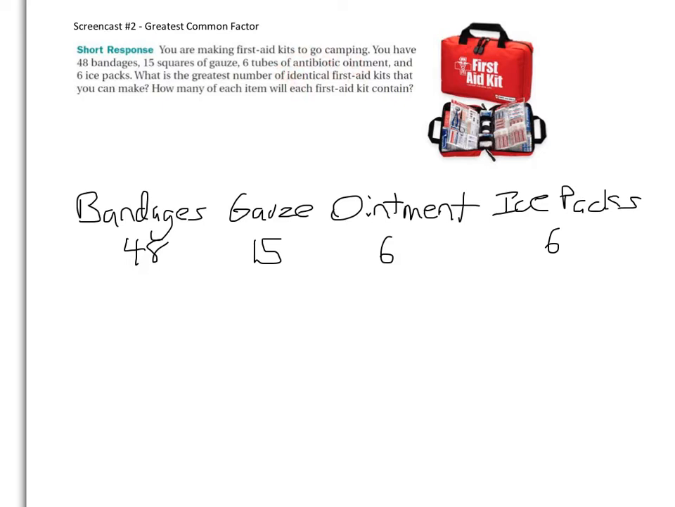In other words, you want the same number of items in each of the kits. So what is the greatest number of identical first aid kits that you can make? And then the second question is, how many of each item will be in each first aid kit? Okay, well, let's solve both those problems, but we'll solve the first one. The first question being, what is the greatest number of identical first aid kits that you can make?